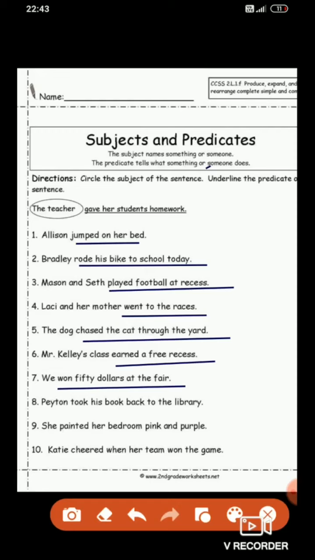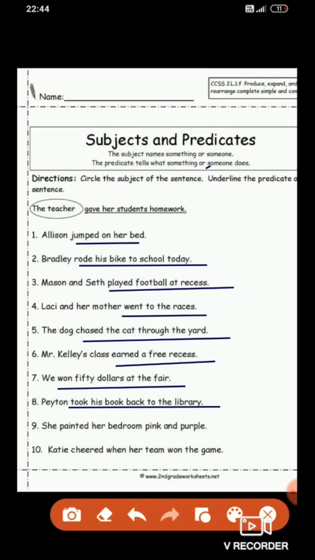Peyton took his book back to the library. So, here what is the verb? Took. So, took his book back to the library is a predicate, whereas Peyton is a subject because it is a naming word. It is the name of a boy. Clear? So, who took his book back to the library? You need to ask the question, and you will get the subject as an answer. What is the subject? Peyton.